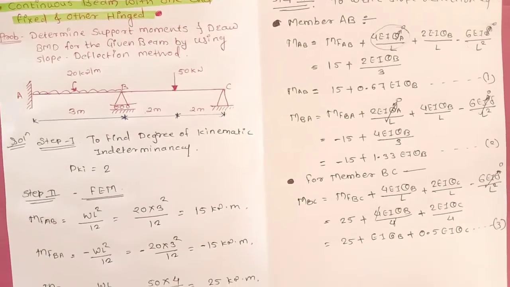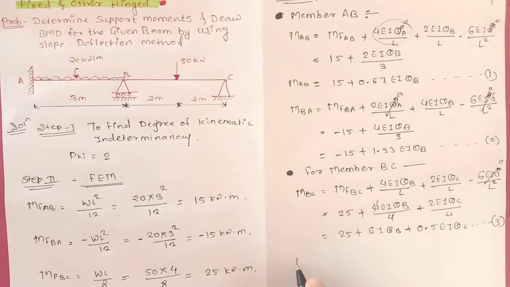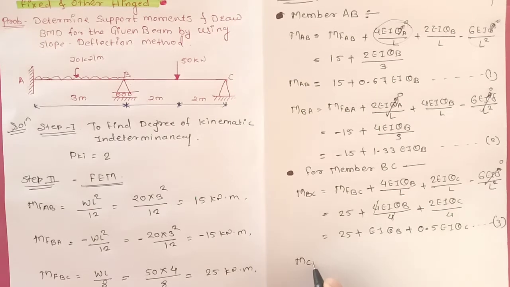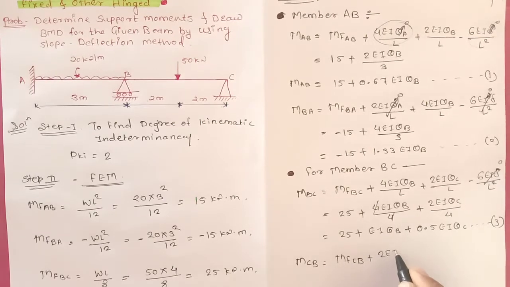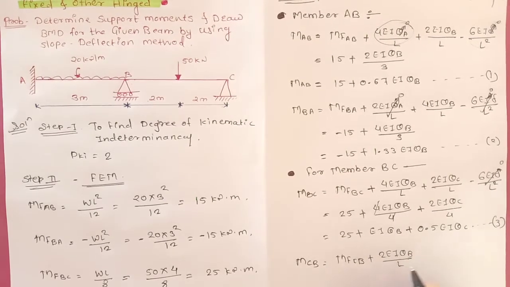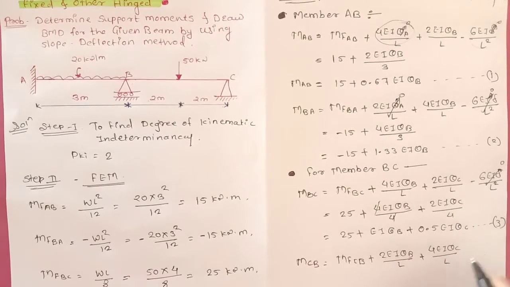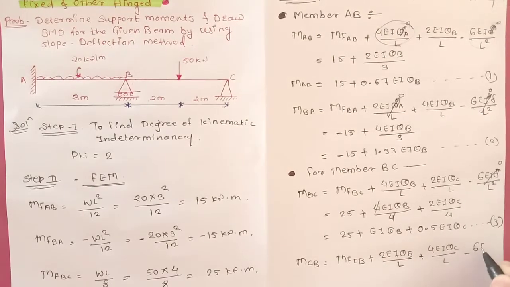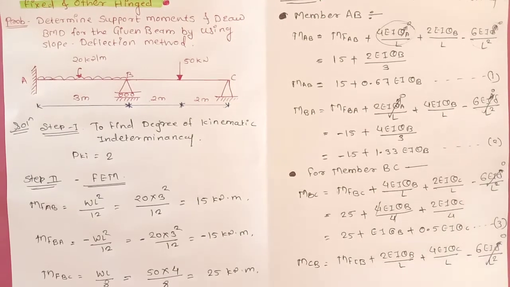Then next, the last member is the CB member. The formula is fixed moment for member CB plus 2EI theta B divided by L plus 4EI theta C divided by L minus 6EI delta divided by L square. So here the delta term is equal to 0.